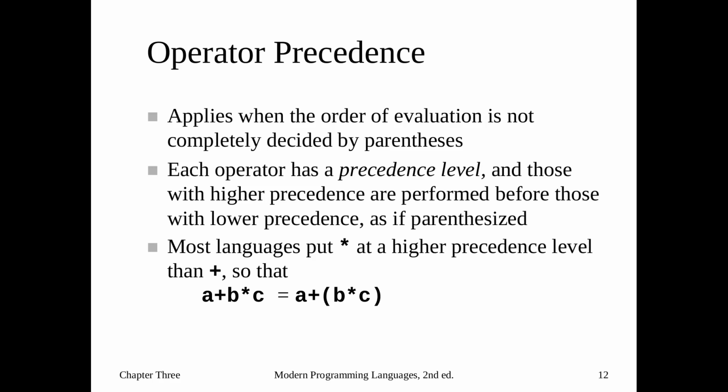As it's saying here, each operator has a precedence level, and those with higher precedence are performed before those with lower precedence as if they were parenthesized. So we expect to see A plus B times C equivalent to A plus the grouping of B times C. And that is reflected in almost all languages, stating that without the parentheses, multiplication has a higher precedence level than addition.